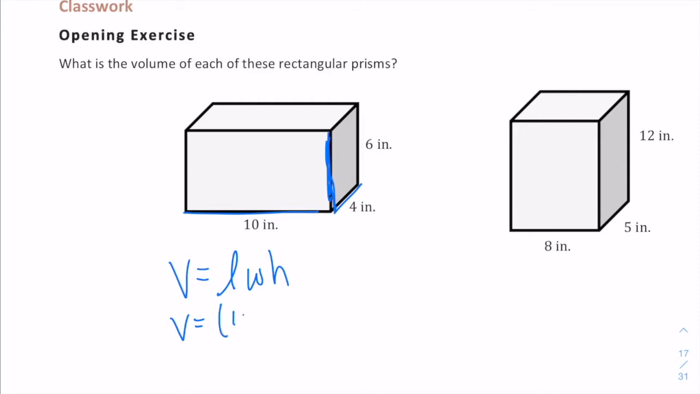So plug in 10, 4, and 6. I like to put parentheses for the multiplication. So 6 times 4 is 24, times 10 is 240.